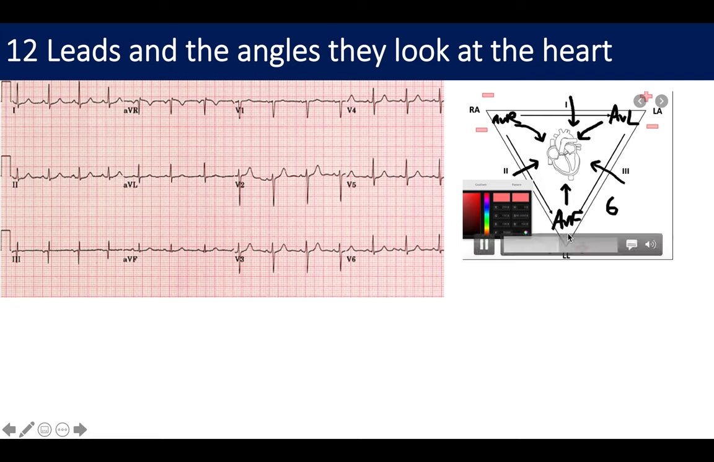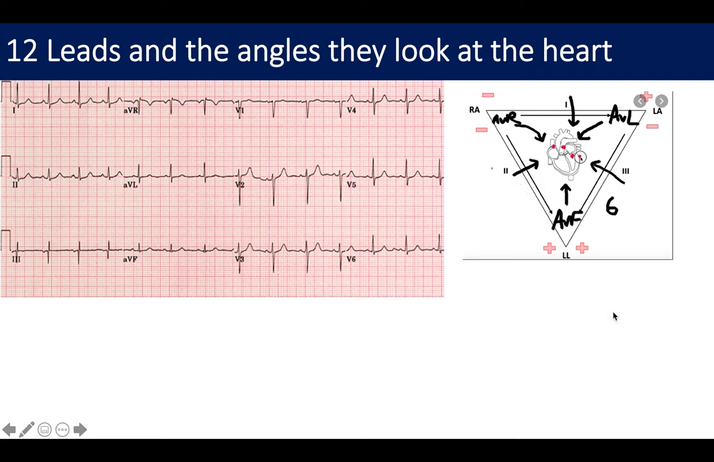If we now add the precordial leads, V1, V2, V3, V4, V5, and V6, they add more of a 3D image around the atrium and the ventricle of the heart. Simply put, the 12-lead EKG allows us to view the heart in a complete three-dimensional view.